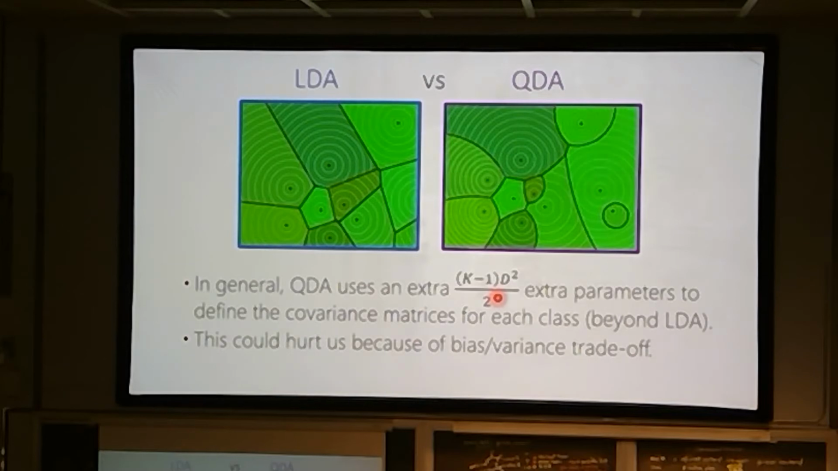You have to estimate way more parameters. Each covariance matrix has roughly d squared divided by 2 parameters, because it's a symmetric covariance matrix. And then you define one for each of the k classes. So you get all these extra parameters, and that could hurt you.